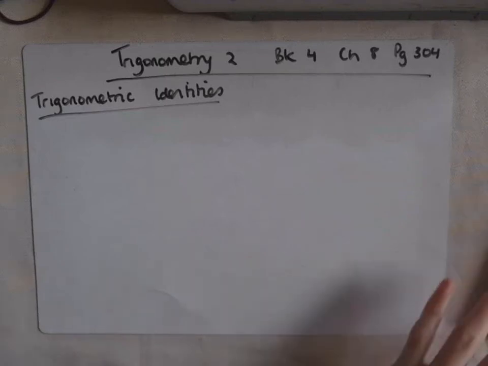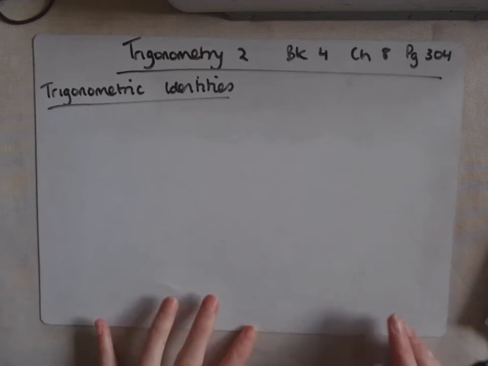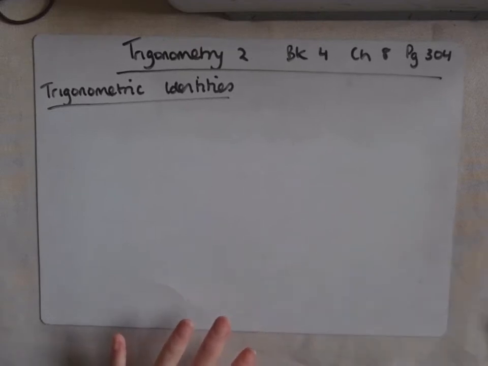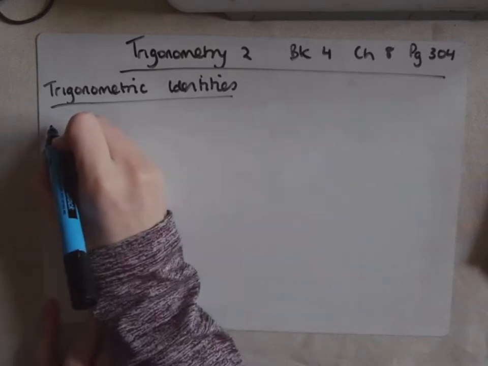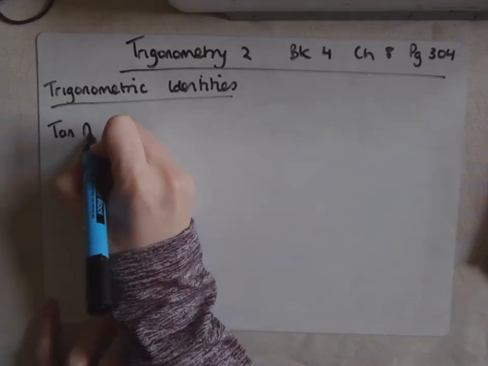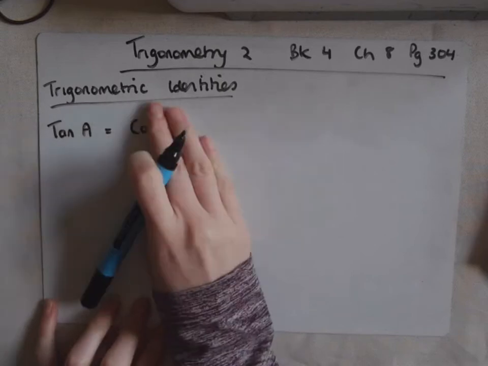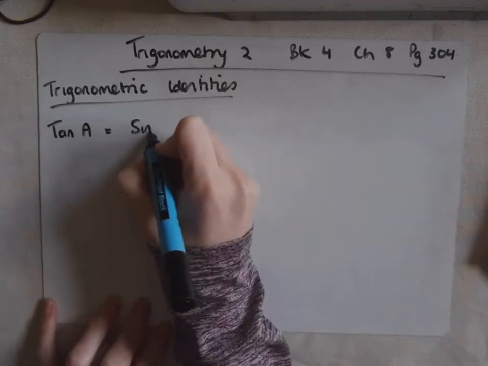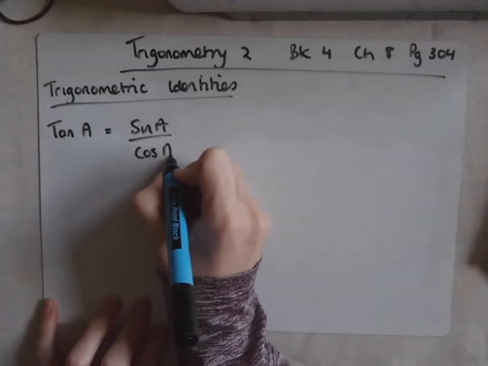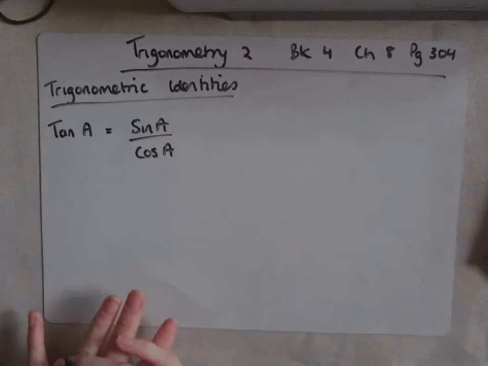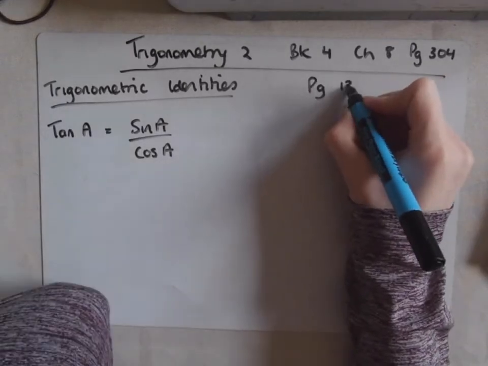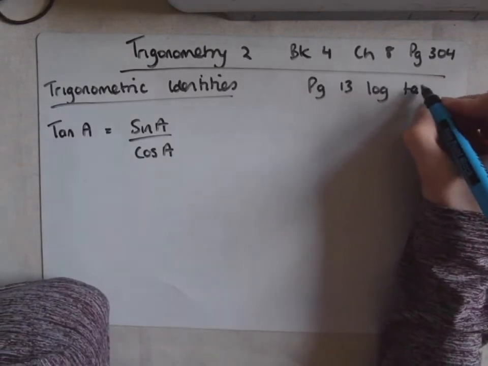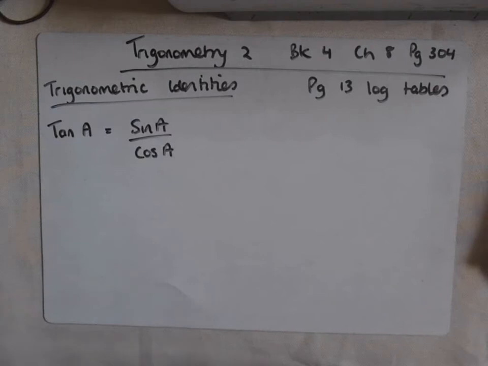Okay, so the first thing we might do is write out our related trigonometric ratios. Really important, tan A is actually sine of A over cos of A. So if ever you have sine of A over cos of A, that's the same as tan of A. This is all on page 13 of your log tables. So we're just writing them out so that we can use them.